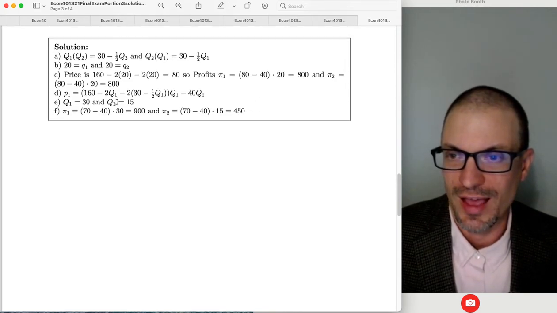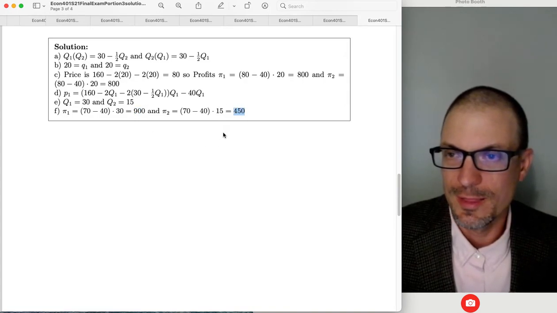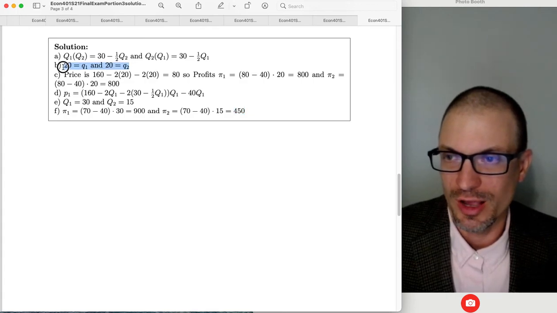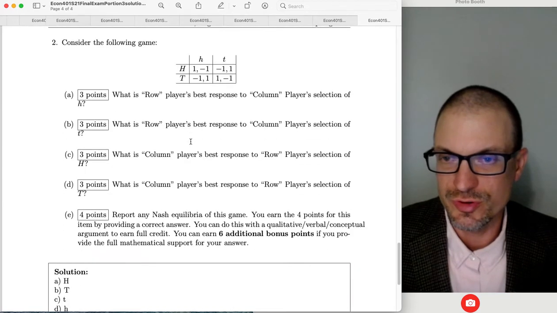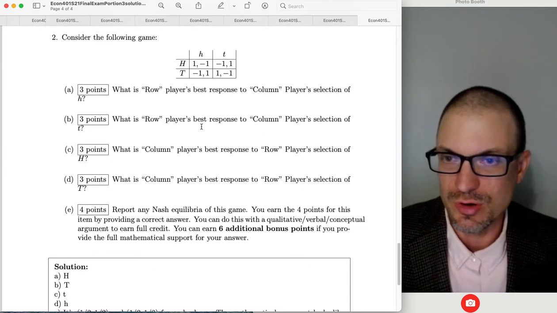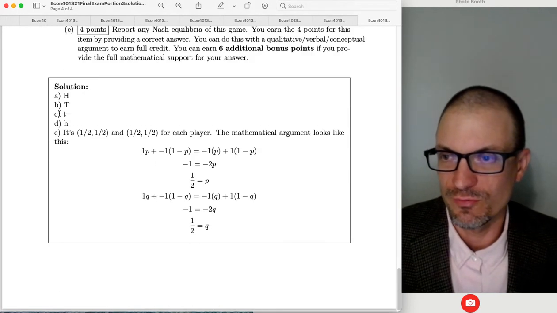And then finding the Stackelberg solution, the leader would set 900. The follower would have 450. Because we had the same costs, the leader is going to produce the monopoly quantity, and the follower is going to produce something less than monopoly quantity. Here is that solution. Finding best responses.